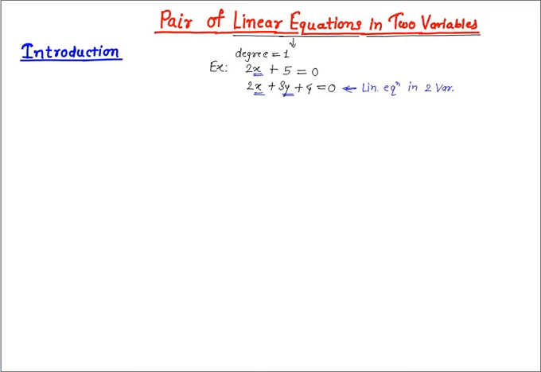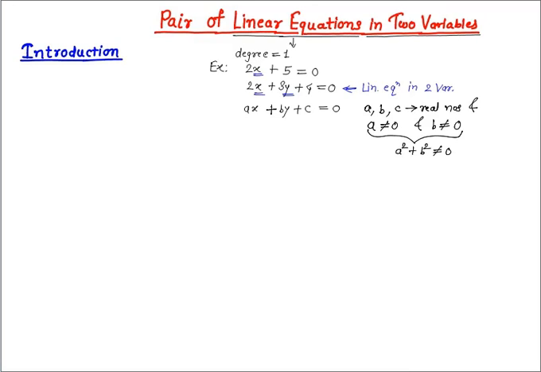Now, if we write this in general form, it would be ax + by + c = 0, where a, b, c are real numbers and a, b are not both zero. What we said: a, b, c are real numbers and a not equal to 0 and b not equal to 0. And we often denote this condition by a² + b² ≠ 0. This is the definition of the linear equation in two variables.